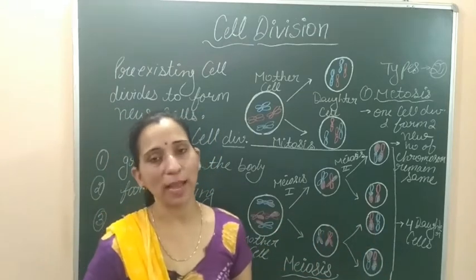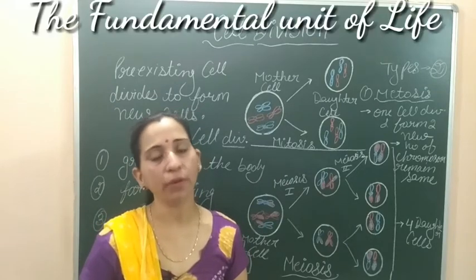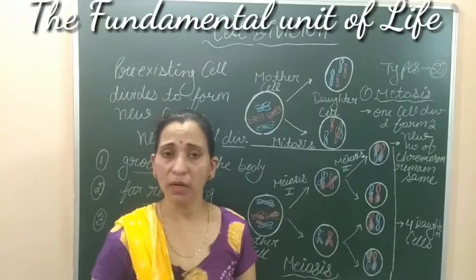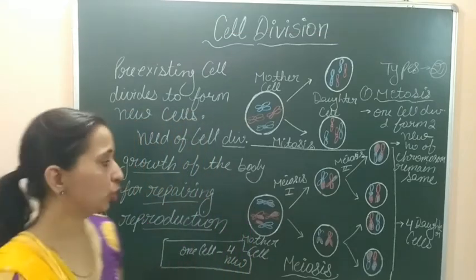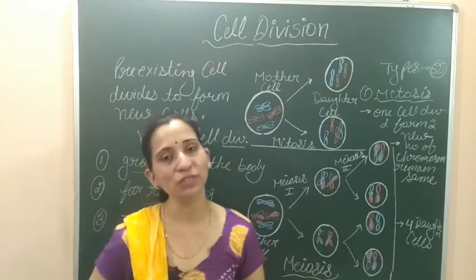And this meiosis happens only during the time of reproduction. It happens in our reproductive cells or in our germ cells for the formation of gametes, male gamete and female gamete. So this is about cell division.